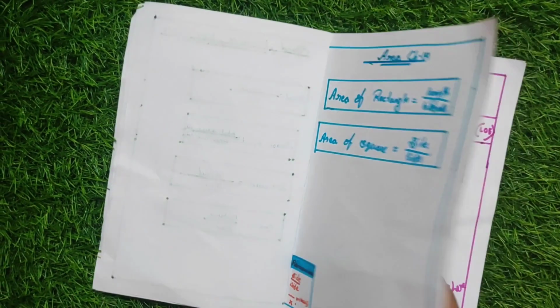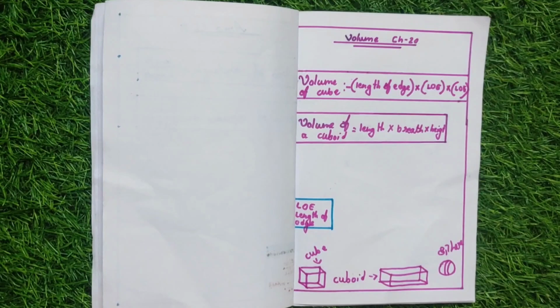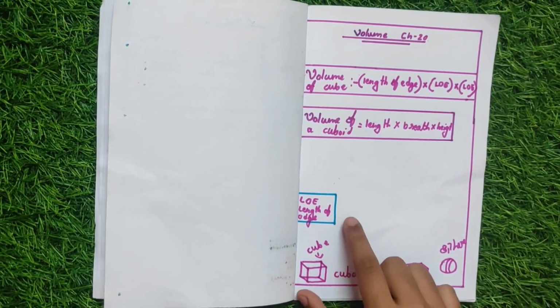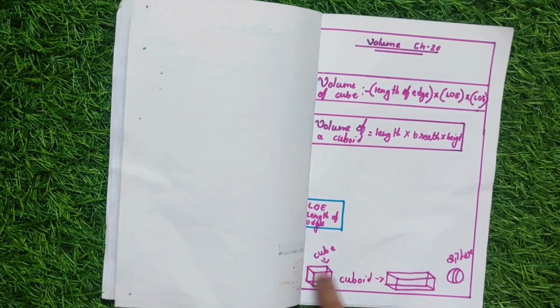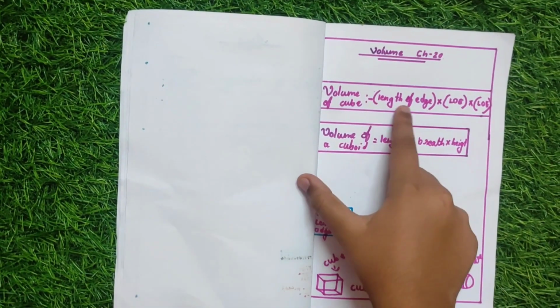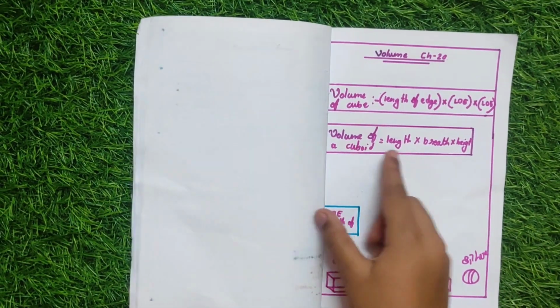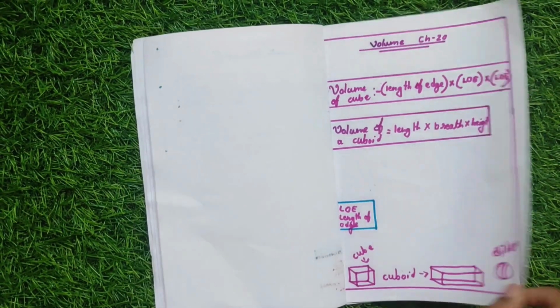Next we have volume. Even volume doesn't have any symbol. So here it is volume. These are the figures that have volume: cube, cuboid, sphere. So volume of cube is length of edge, length of edge and length of edge. So volume of a cuboid is length into breadth into height.